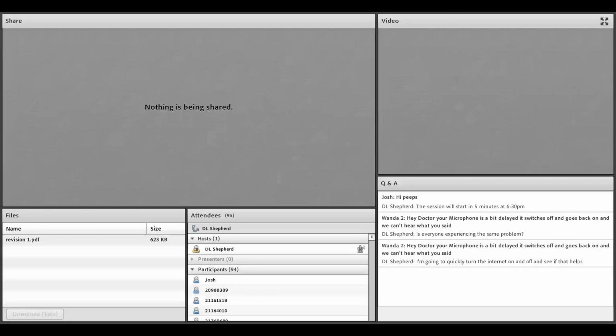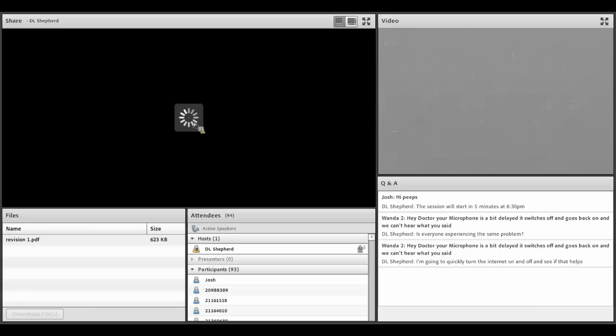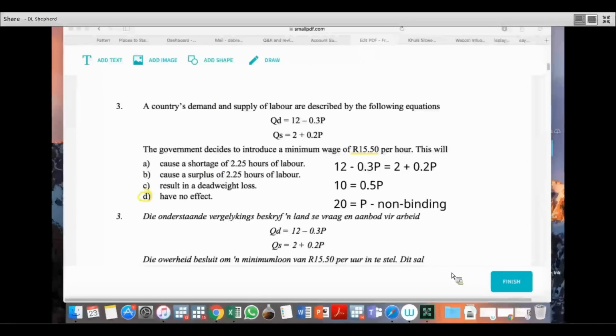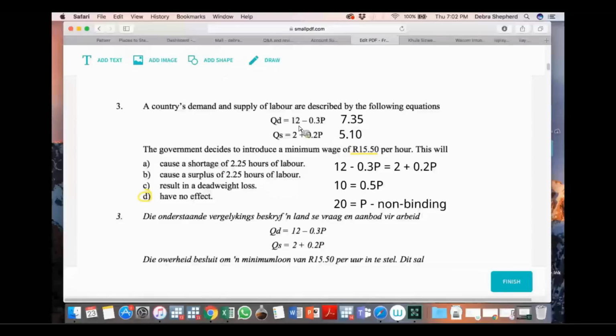Can you sub 15 Rand 50 into both QS and QD? Okay, so I could, yes, that would also work. Let's take that approach that Emily has suggested. If you put 15 Rand 50 into QD, you'd get a quantity of 7.35 hours. If you put 15 Rand 50 into QS, you would get a quantity of 5.1 hours. And that would tell you that there is a shortage of 2.25 hours. So if you follow this approach, you would actually think that A is correct.